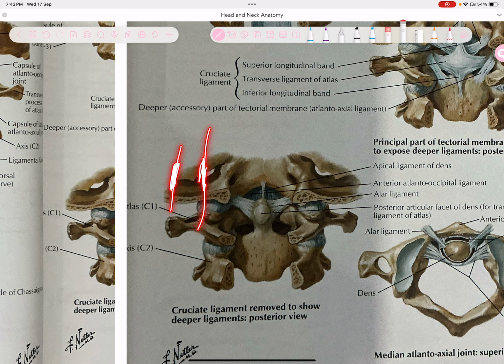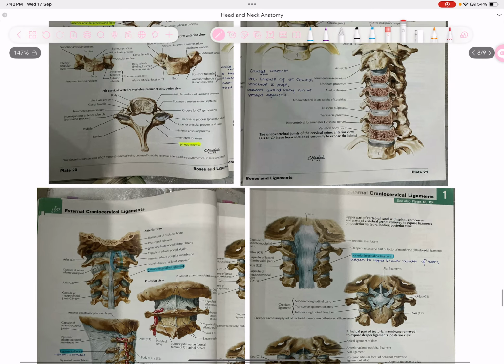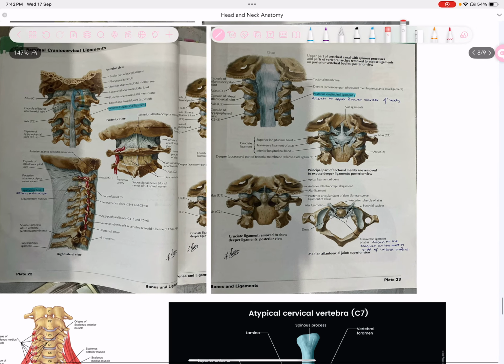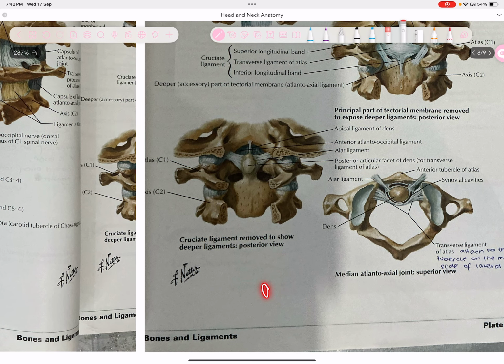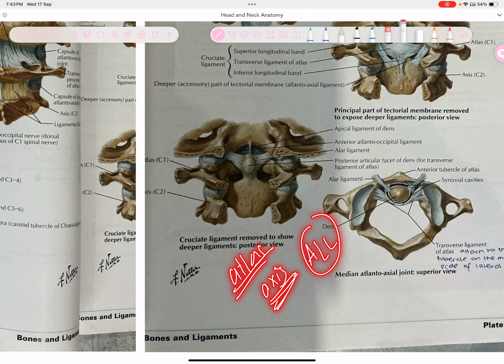So longus colli, it originated in the previous one, I told you, right? And now it inserts here in the axis. So it originated from the atlas, the anterior longitudinal ligament. So yeah, another, the posterior surface.